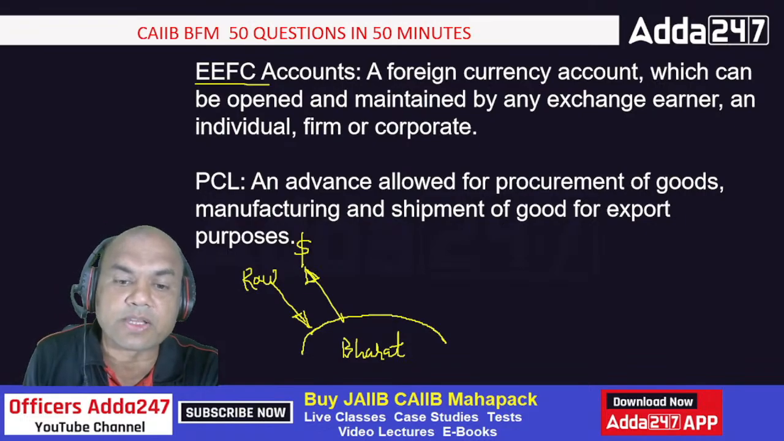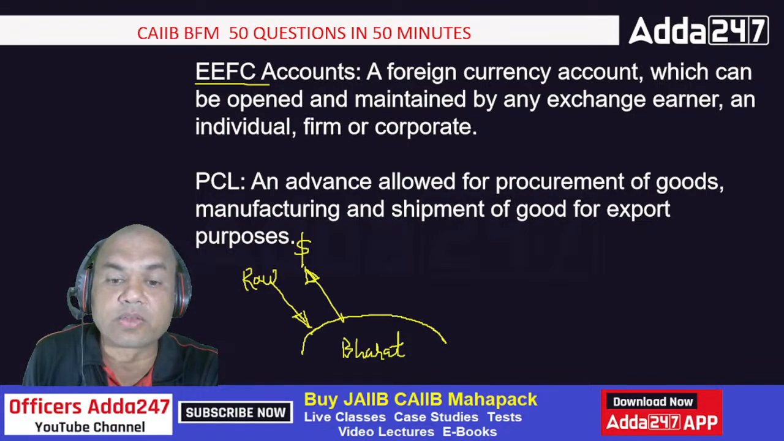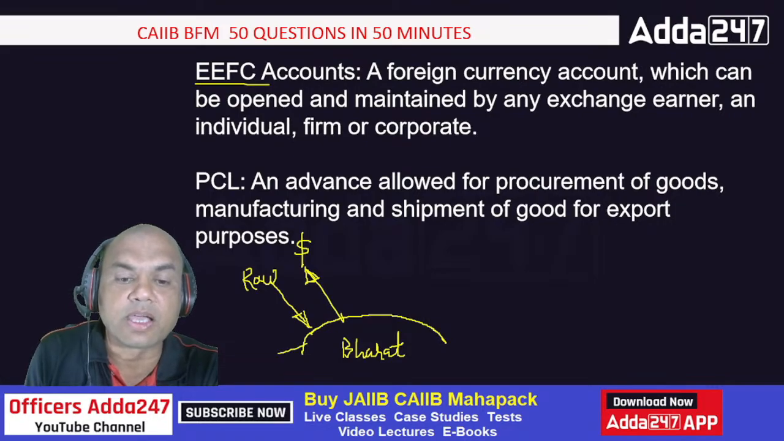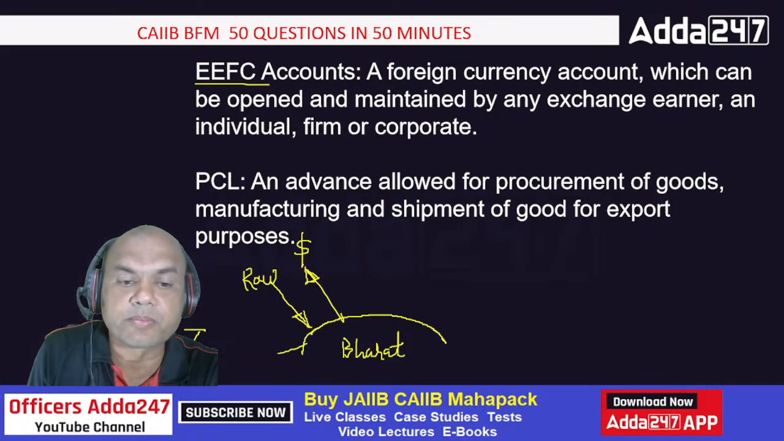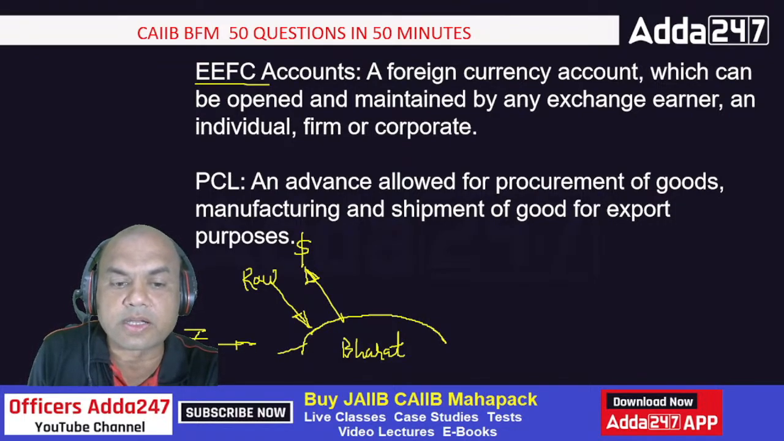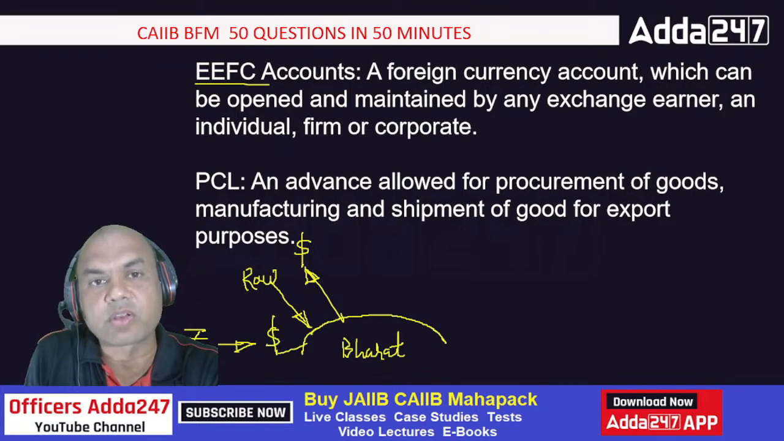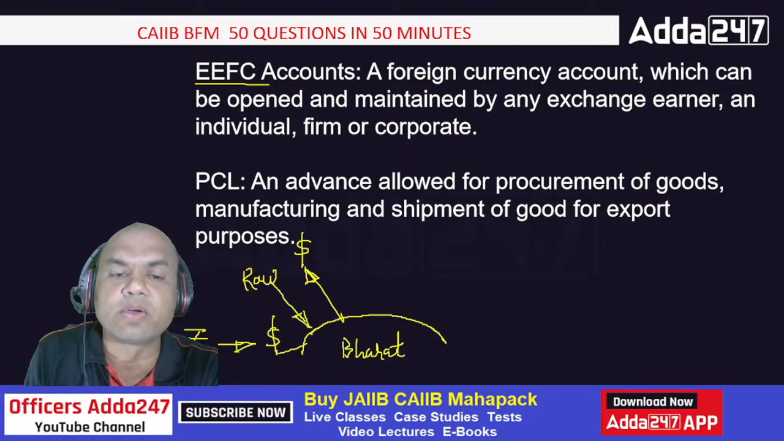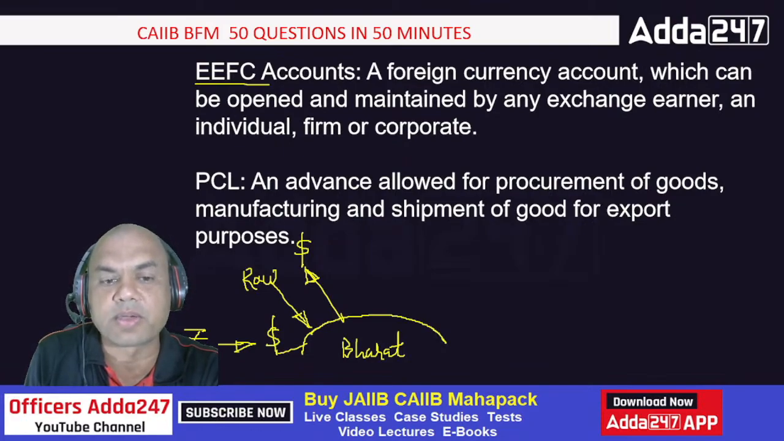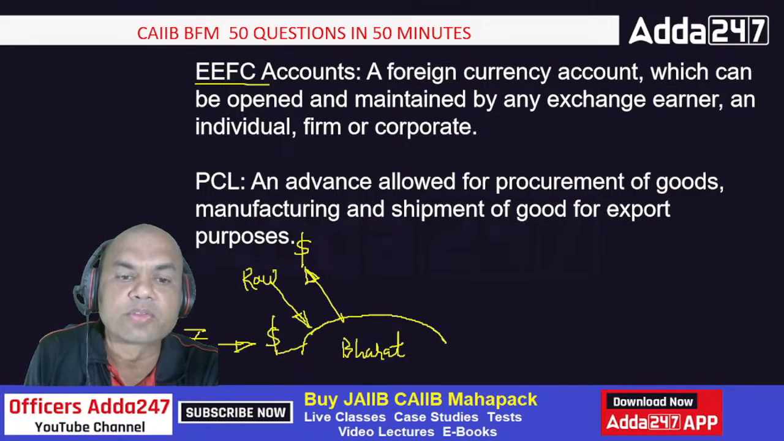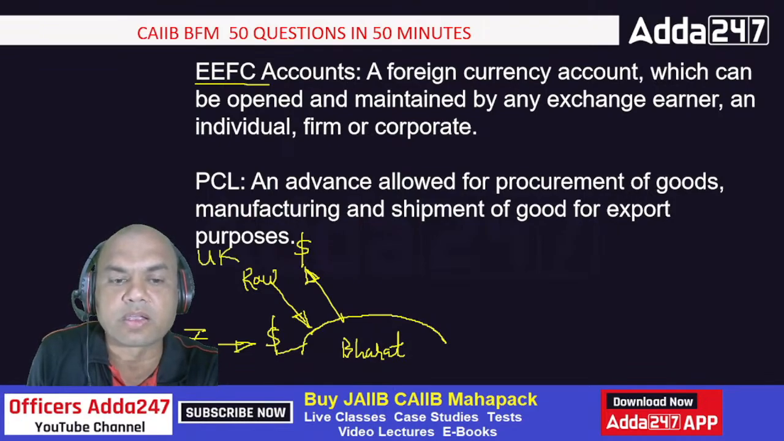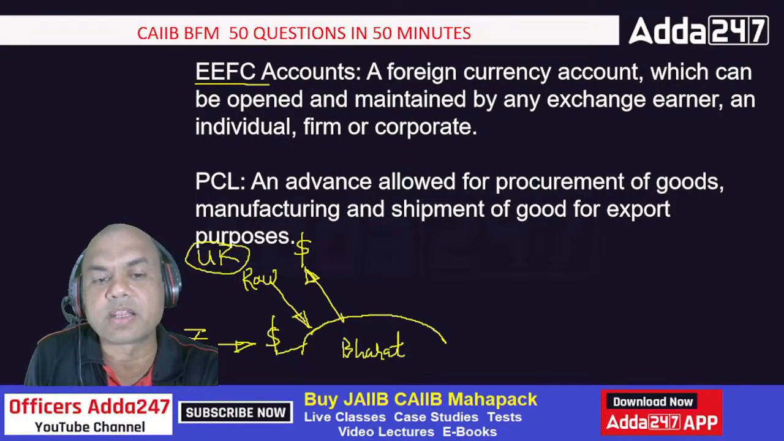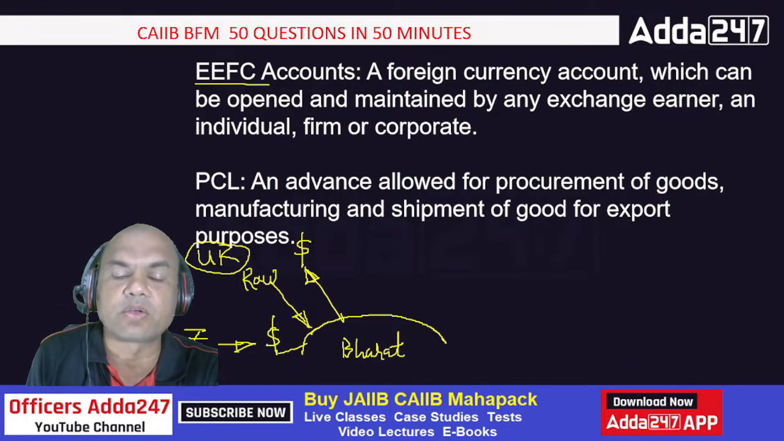So for that, what will I require? I'll require the conversion. I'll convert rupee to dollar. That is the conversion. I'm having rupees in my savings account or current account, whatever it is. I'll convert this rupee to dollar and then send the dollars to the foreign country exporter. I'll call this UK. I'm getting the raw material from UK and I'm sending the dollars to UK.